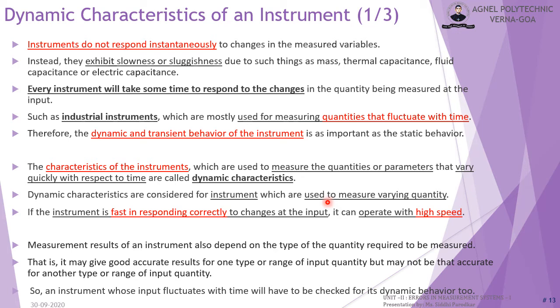If the instrument is very fast in responding correctly to the changes at the input, it can operate with high speed. Measurement results of an instrument also depend on the type of quantity required to be measured. That is, it may give good accurate results for one type or range of input quantity but may not be as accurate for another type or range of the input quantity. So, the instrument whose input fluctuates with time will have to be checked for its dynamic behavior too.